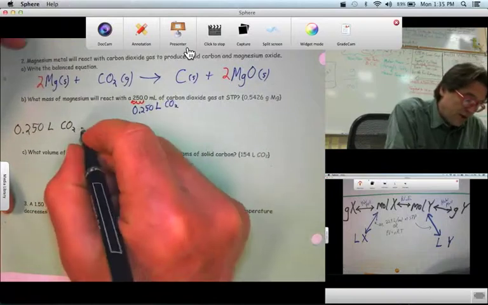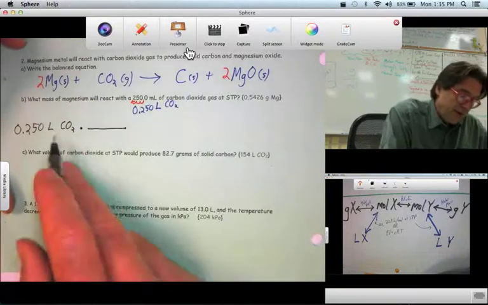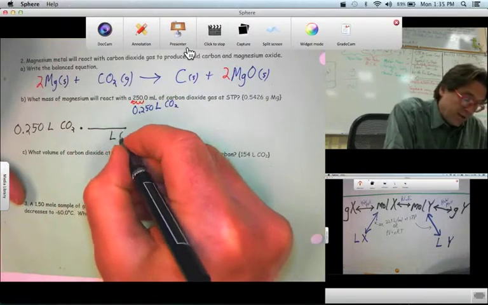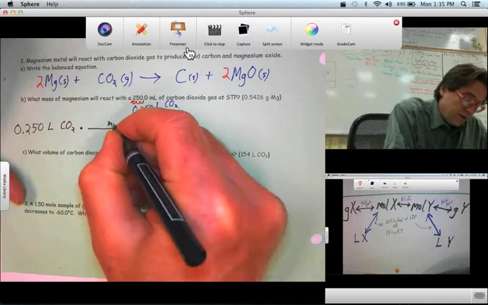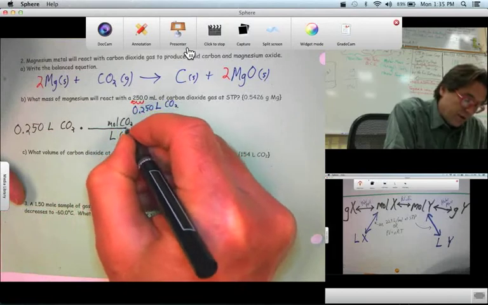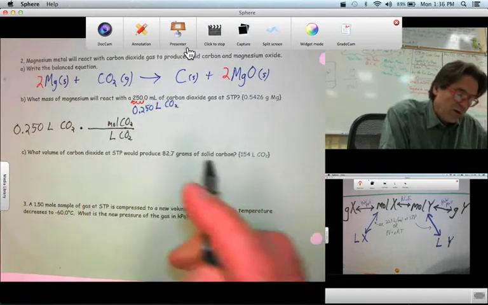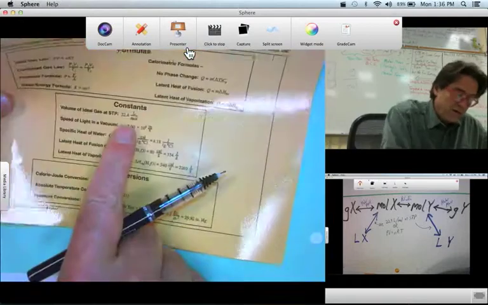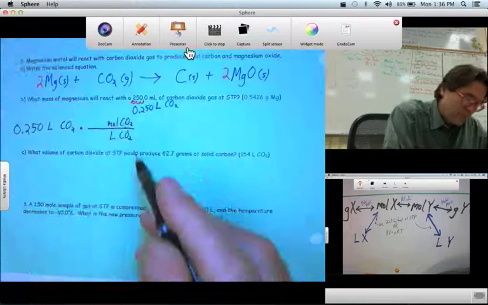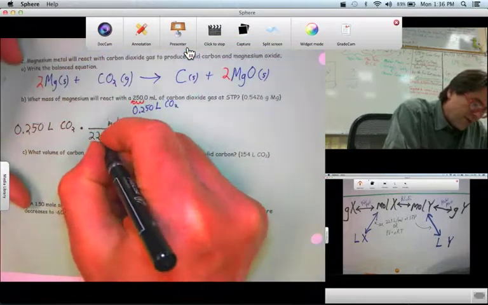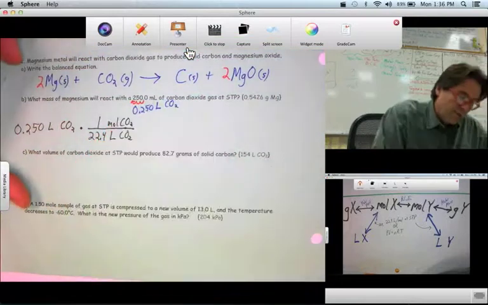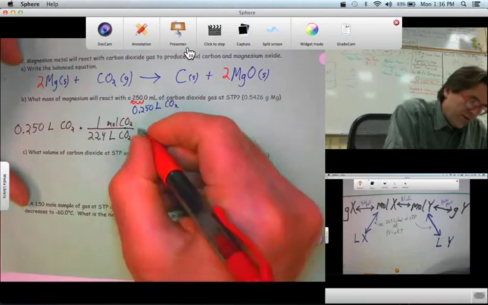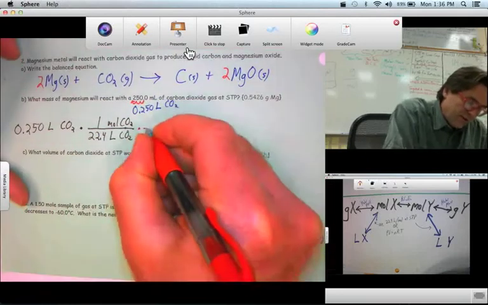So first, we have to get into moles. So we want to get out of liters of CO2 into moles of CO2. How many liters per mole? Well, this is at STP, so we know 22.4 liters per mole, and let's fill in those numbers, 22.4 liters per 1 mole. And now I'm going to do this one in red because it's a very different conversion factor.